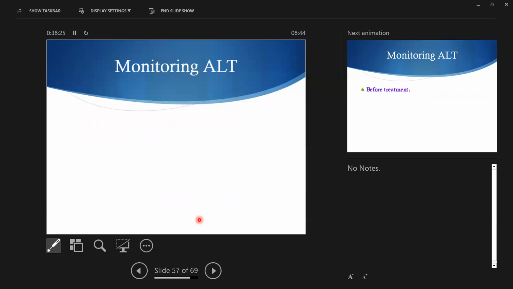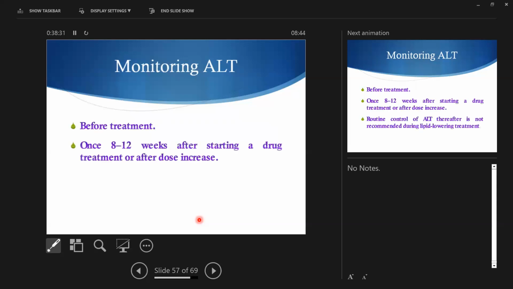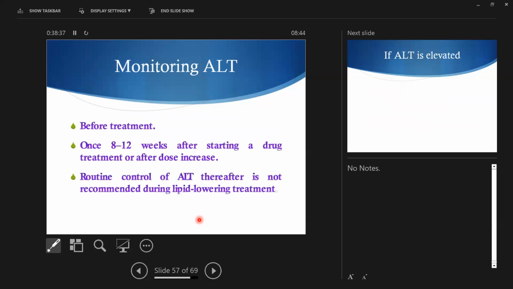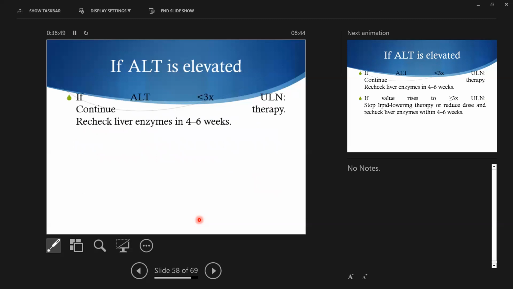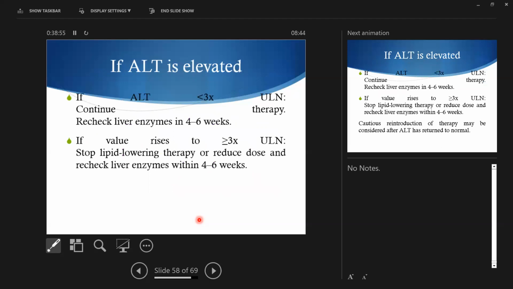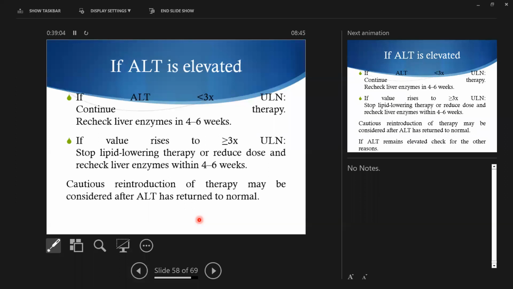Then you have to monitor two enzymes. One is ALT, the other is CK. Monitor ALT before treatment, and once 8 to 12 weeks after starting the drug or after dose adjustment. Thereafter, if it is normal, there is no need for routine checking of ALT just for the sake of seeing any statin side effect. If ALT is elevated less than 3 times, you continue the medicine and recheck the enzyme after 4 to 6 weeks. If the value is more than 3 times the upper limit, stop lipid-lowering therapy or reduce the dose and recheck after 4 to 6 weeks. Once you stop it, cautious reintroduction may be considered.